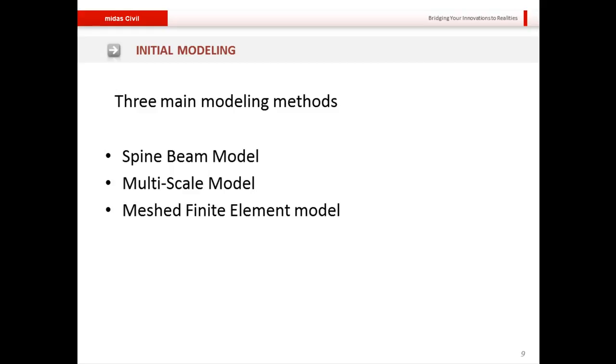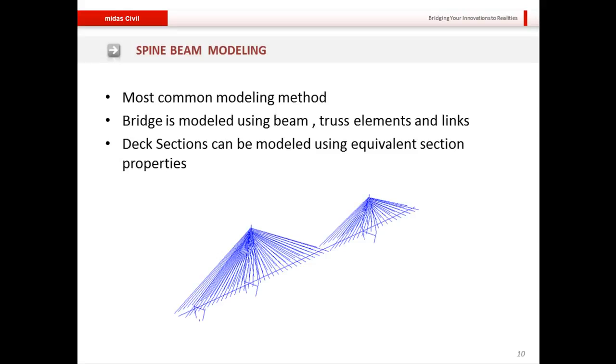Next we'll move on to initial modeling, and here there are three main modeling methods. So first we have the spine beam model, we have the multi-scale model, and we have the meshed finite element model. So first let me talk about spine beam modeling. This is the most common modeling method, wherein the bridge is modeled using beam and truss elements and links that represent the bearings, and the deck section itself can be modeled using equivalent section properties.